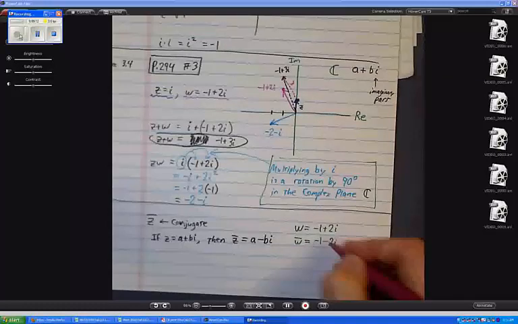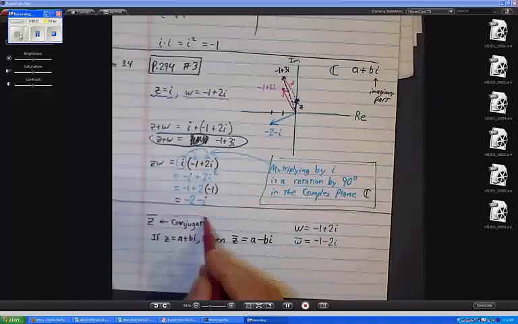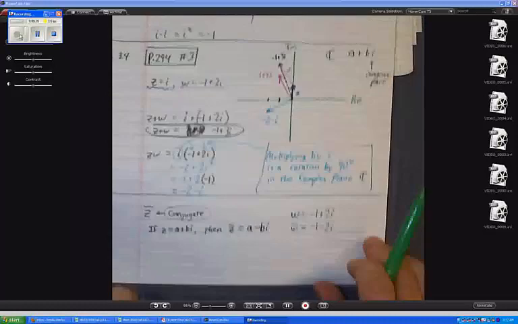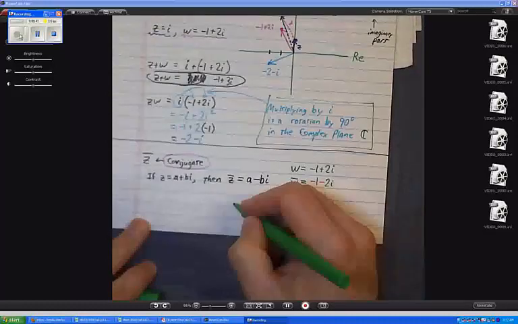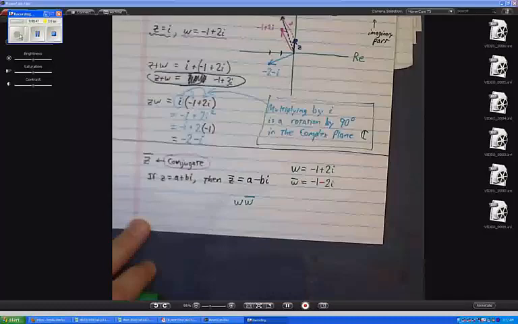Okay? So the bar just says change the sign of the imaginary part. It's called a conjugate. All right? And you might say, well, why would we ever care about that? Well, let me show you why. Because if I take a complex number like W and I multiply by W bar, something really nice happens.